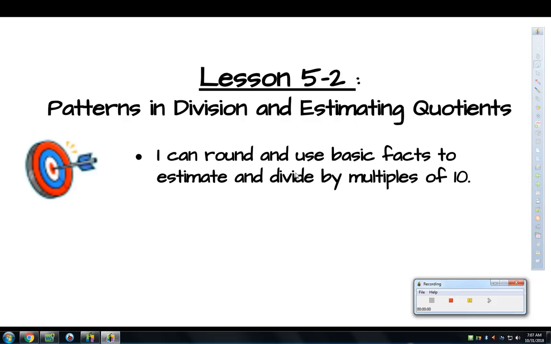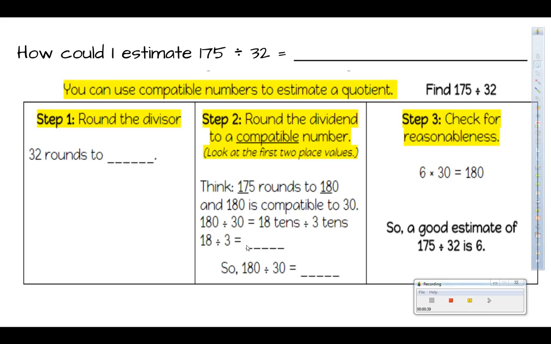Section 5.2 in Topic 5 is about estimating quotients. This is a really important part of division because when we think about long division, sometimes the problems can get pretty complicated. If we're able to turn it into a problem that we can estimate on, it really will help you make sure that you are on the right track. You're going to need your notes, a pencil, and a highlighter. Let's highlight these 3 steps.